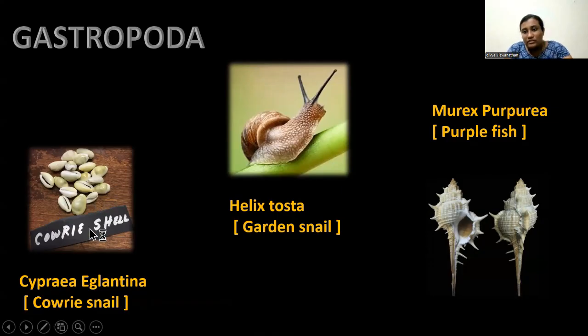See, cowrie shell, we use this for playing, no? Garden snail, there is an opening through which the animal comes. Murex, there is a permanent opening through which the animal comes down, comes out. So all these are gastropods. So evolution-wise, now the animal has developed from being completely inside the shell to coming out of the shell partially.